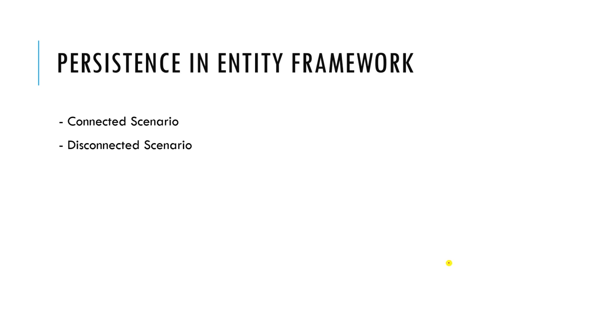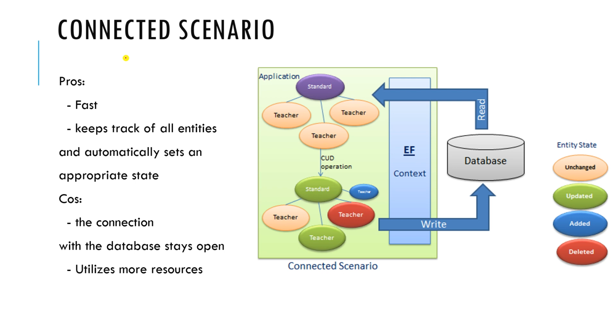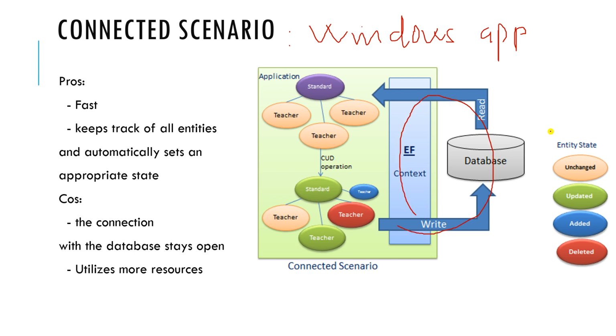Next, I would talk about the basic terms in Entity Framework. It has two models: connected scenario and disconnected scenario. The connected scenario works for Windows apps. Since it keeps the connection to the database all the time, it keeps the entity state: unchanged, update, add, delete, and unstack.